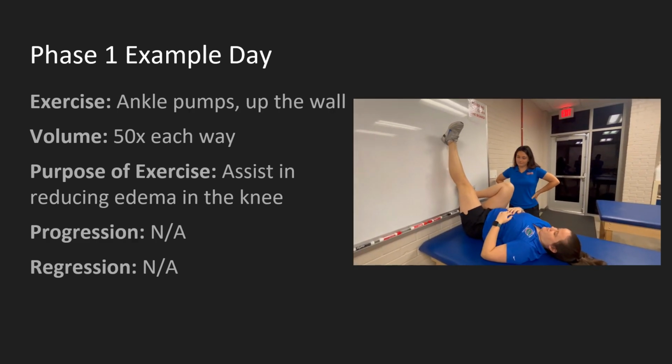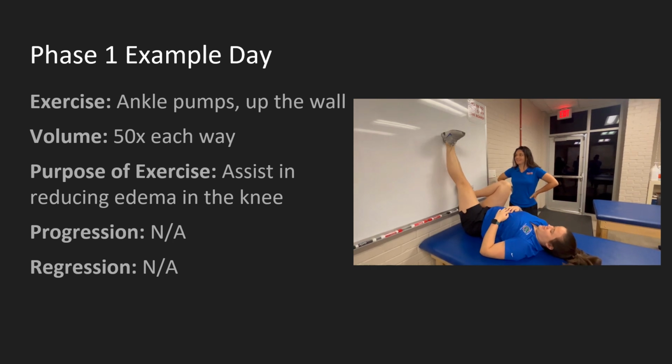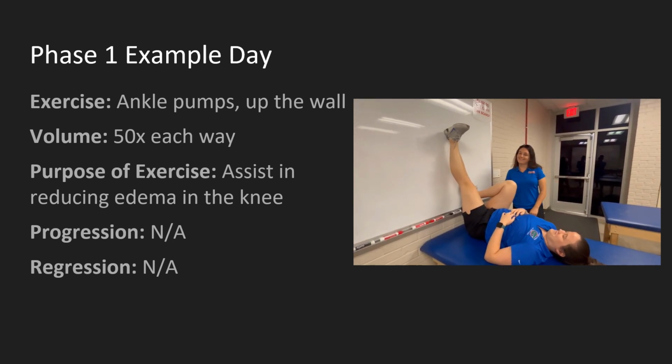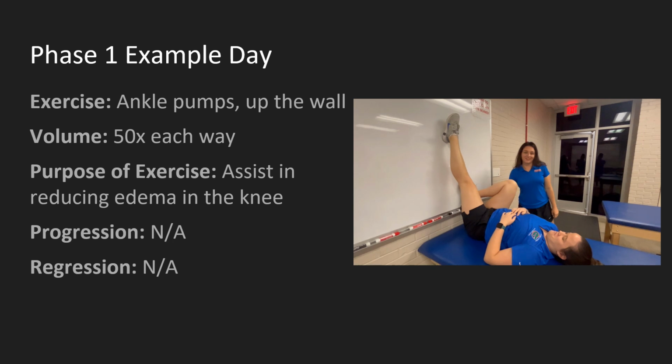Next is going to be ankle pumps on the wall. We're going to do 50 times. So one time is plantar flexion and dorsiflexion. This just helps with reducing edema in the knee, so we're using that muscle pump in addition to gravity to kind of pull all of the fluid back out of the knee and into the body.